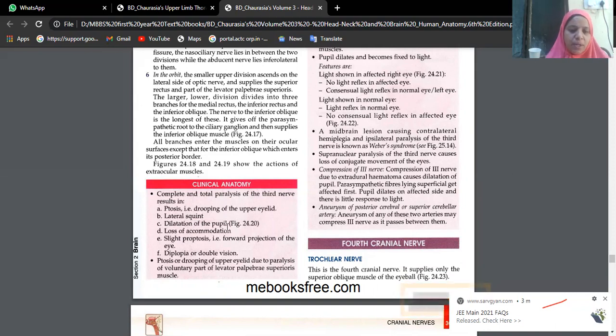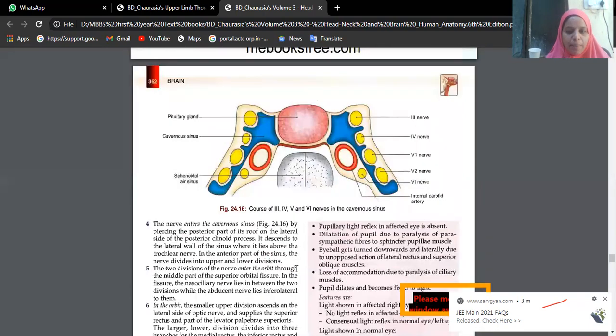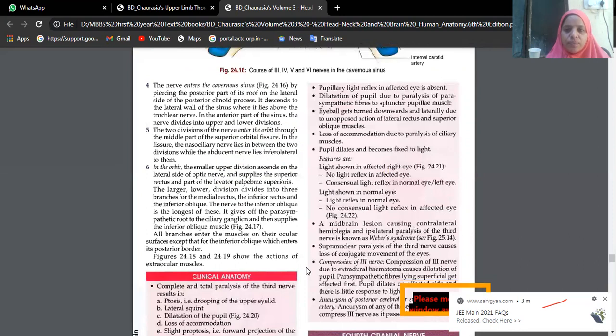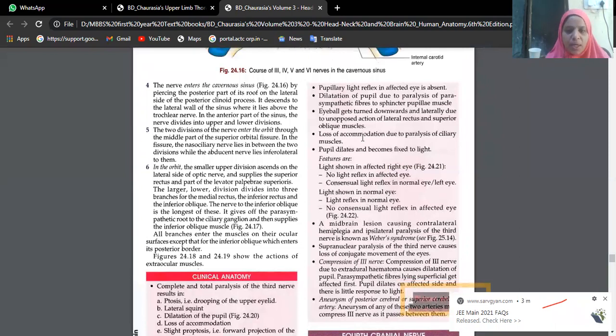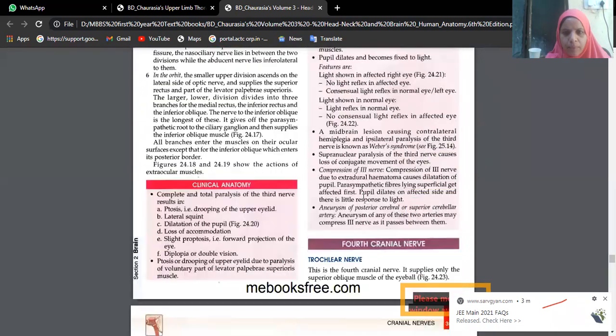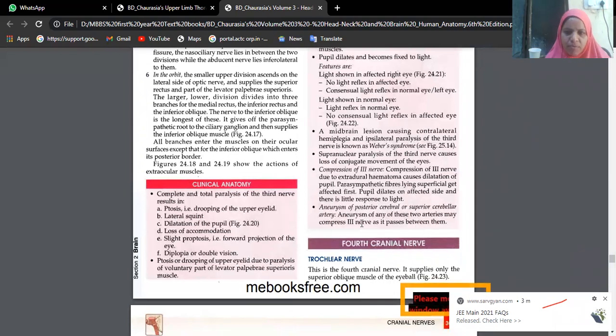So the visceral component, it supplies the pupil. So that is also lost, loss of accommodation. There may be forward projection of the eyeball. That is slight proptosis, and there may be double vision. All these are due to the damage of the oculomotor nerve. Pupillary light reflex, in the sense when you look at a bright object, usually there should be pupillary constriction; that is absent, and in fact it will lead to pupillary dilatation which may damage the eyeball. Excessive light rays may enter into the retina and it may be harmful. So these clinical components are enough.